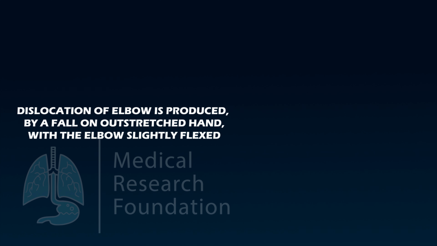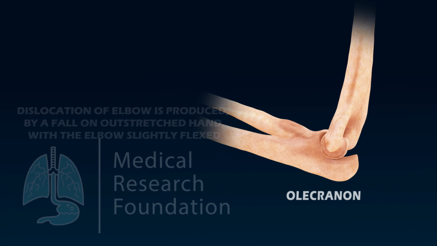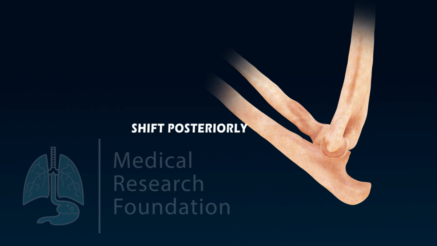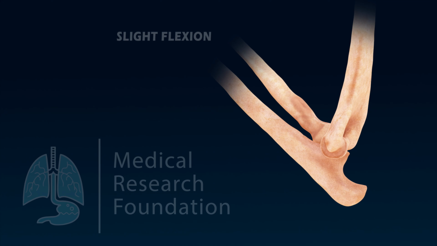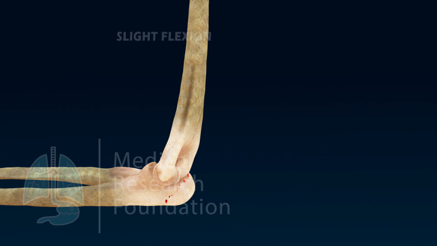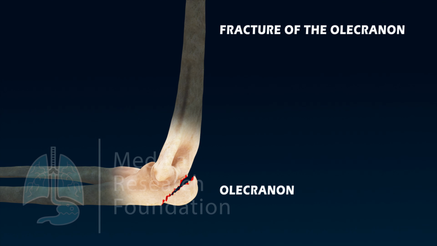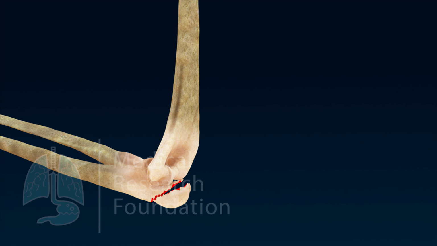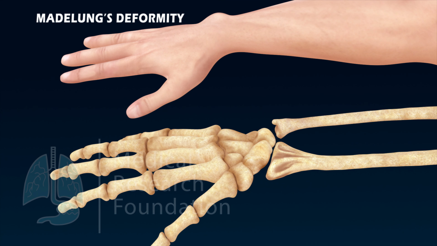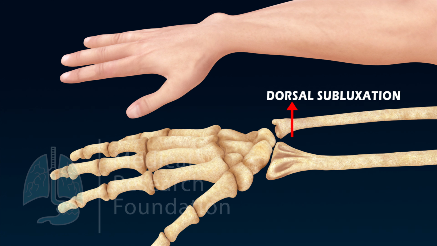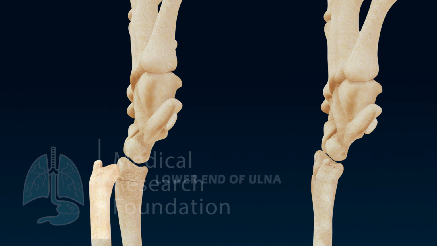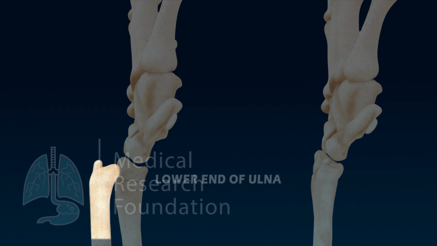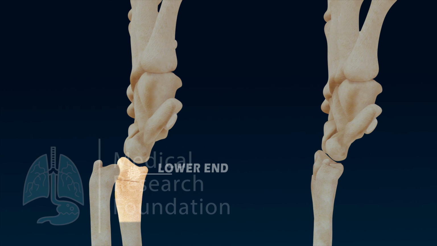Dislocation of elbow is produced by a fall on outstretched hand with the elbow slightly flexed. The olecranon shifts posteriorly and the elbow is fixed in slight flexion. Fracture of the olecranon is common and is caused by a fall on the point of elbow. Madelung's deformity is dorsal subluxation, displacement of the lower end of the ulna, due to retarded growth of the lower end of the radius.